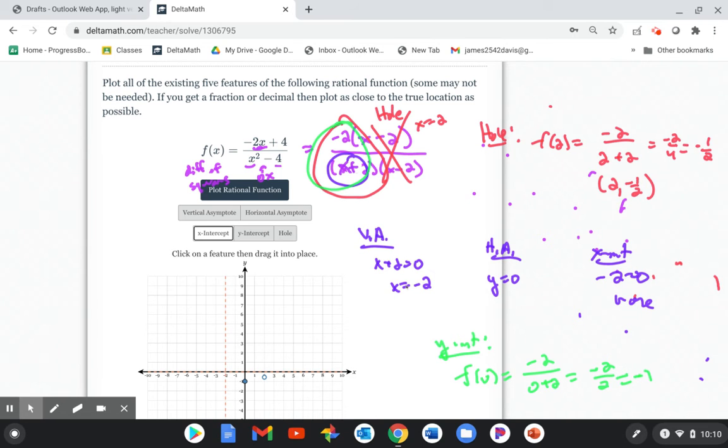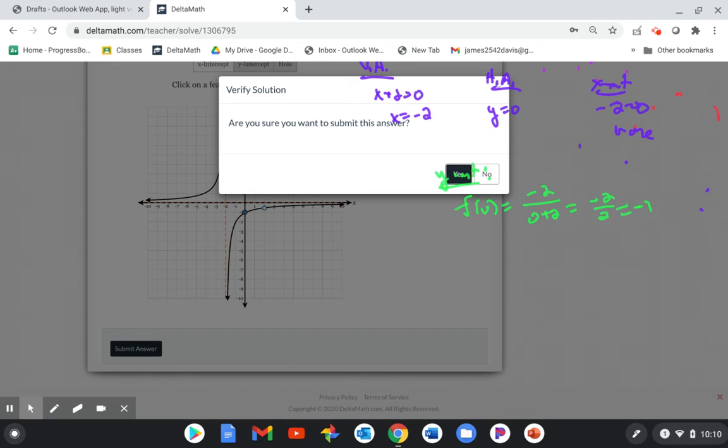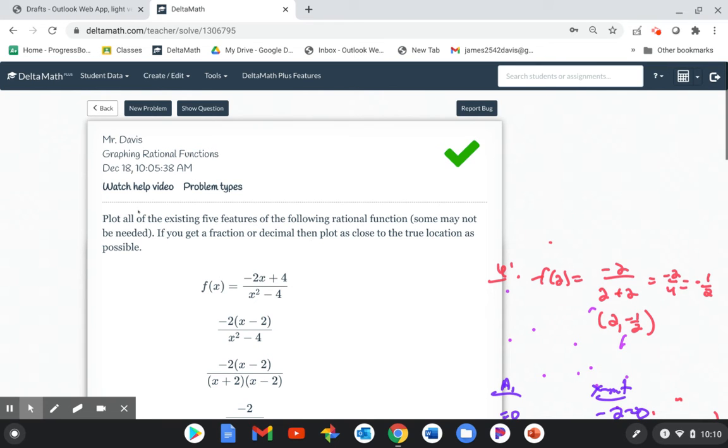So we double checked. We got vertical asymptote at negative 2, horizontal at y equals 0, x-intercept none, y-intercept at negative 1, and our hole was at 2, negative a half. Let's try it out. All right, that looks pretty good. Let's go ahead and submit. All right.